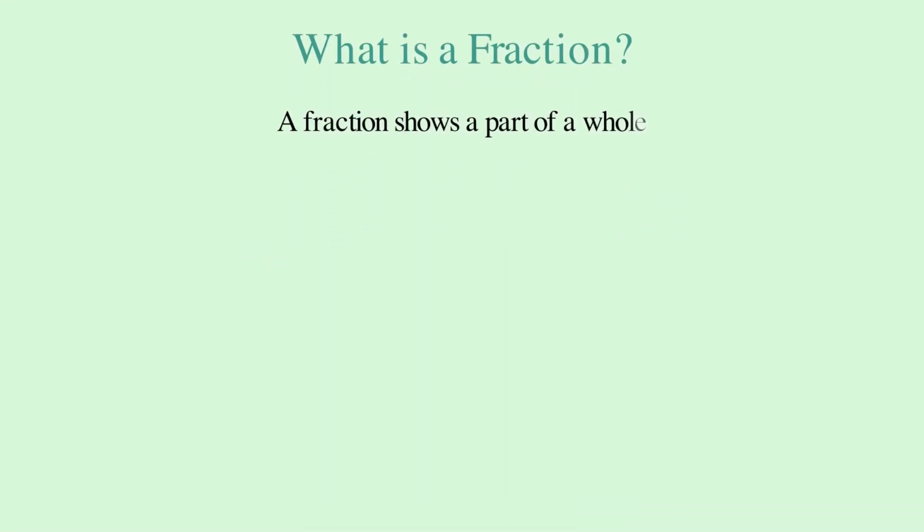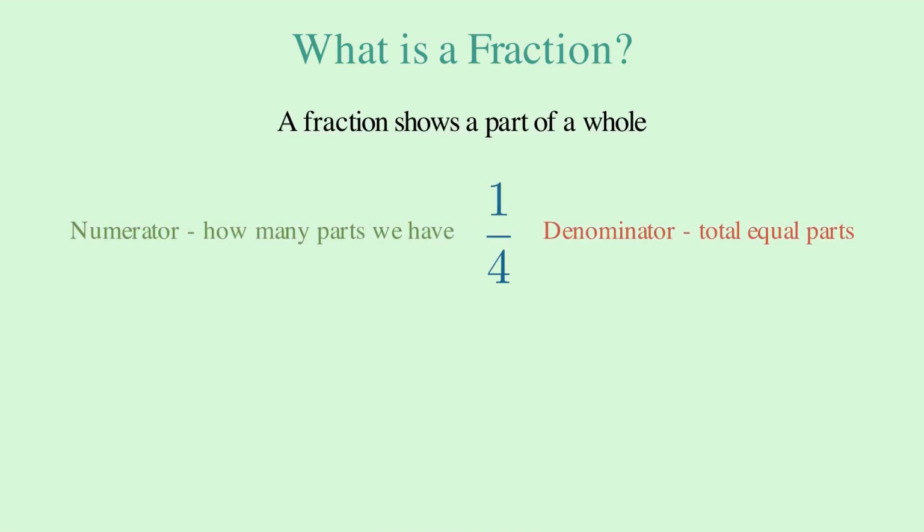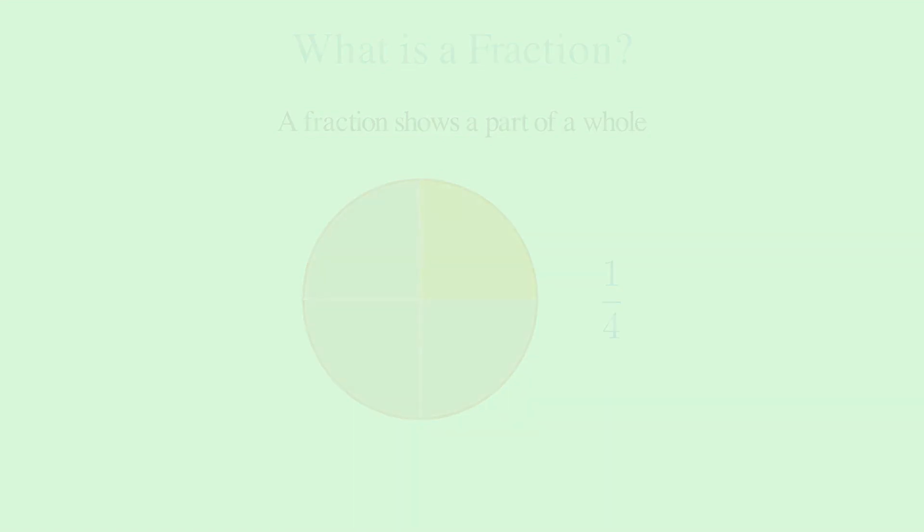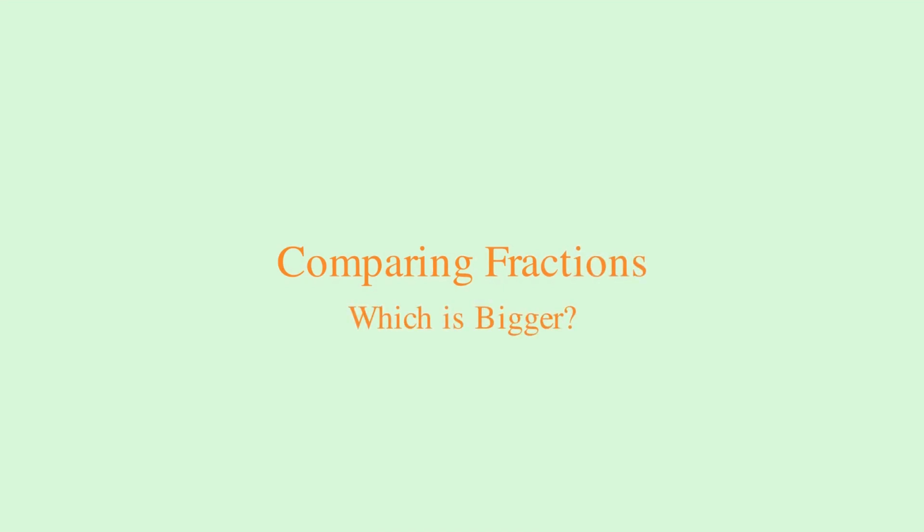Let's find out. A fraction shows a part of a whole. It has two numbers. The top number is called the numerator. It tells us how many parts we have. The bottom number is called the denominator. It tells us how many equal parts the whole is divided into. For example, if we cut a cake into 4 equal pieces and you eat one piece, that's 1/4 of the cake.